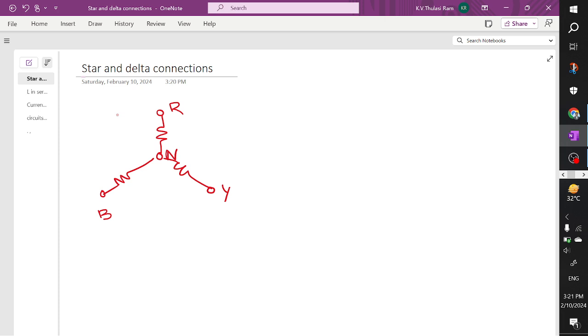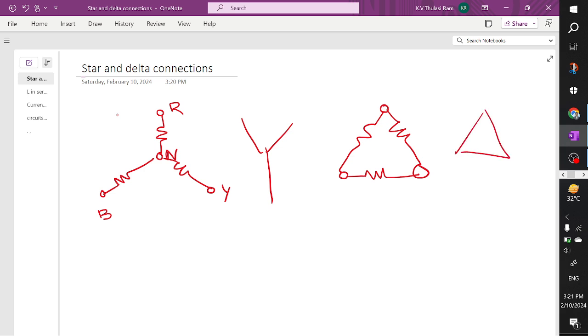And we have the next way of representing the resistance, which is nothing but delta. Delta also will have three terminals, and each terminal is connected with each other like this. Okay, so this is how to connect three resistors. This way of connection is called a star connection. This way of connection is called a delta connection.